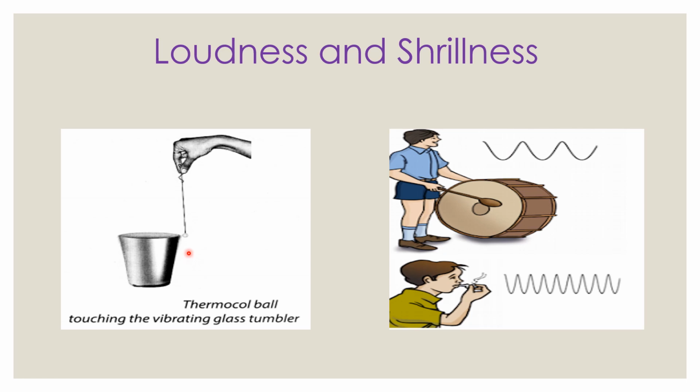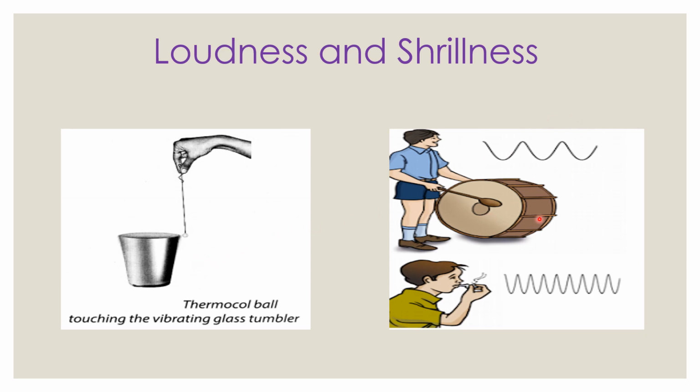Now suspend a thermocol ball touching the rim of the tumbler. Vibrate the tumbler by striking it. Now see how far the ball is displaced. The displacement of the ball is a measure of the amplitude of vibration of the tumbler.